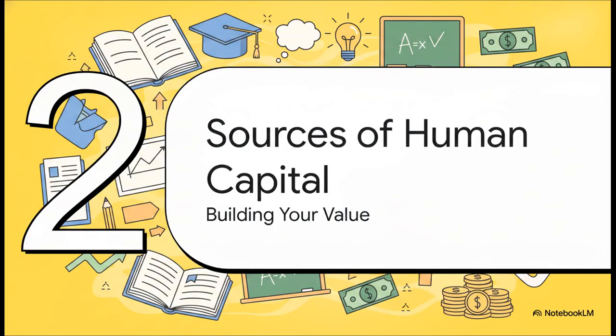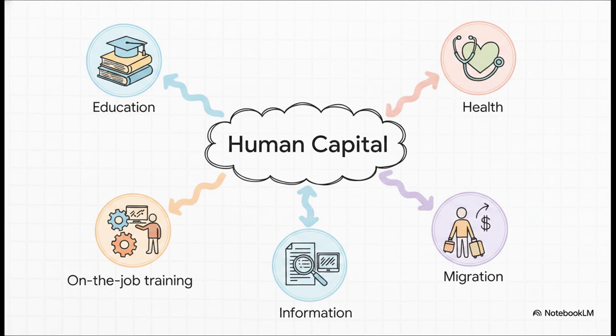Moving on to Section 2, sources of human capital, building your value. So how exactly do we build this value? Just reflect for a second on why your parents might have spent their hard-earned money on your schooling. They were actually making a very specific capital investment in you. Just like a company buys machinery to increase its future profits, individuals invest in 5 main areas to boost their own future income. Education is obviously the big one, but health is equally crucial, right? Because a sick laborer is forced to miss work, which means a massive loss in productivity.